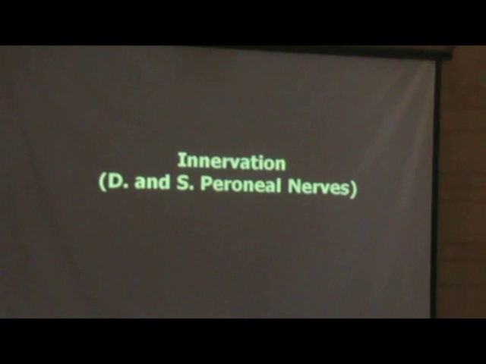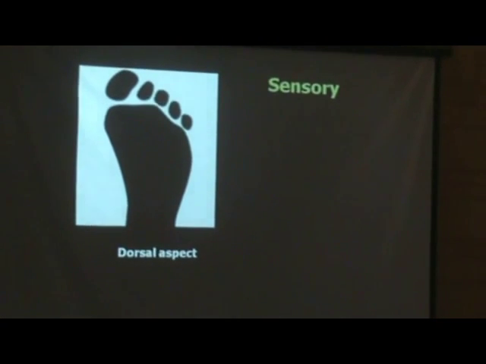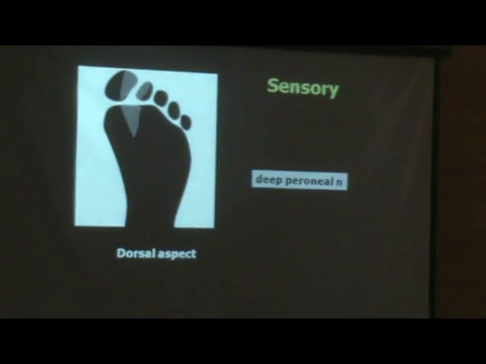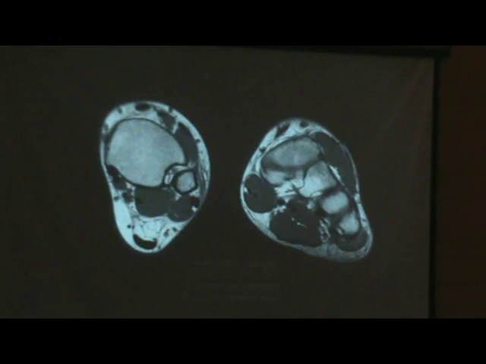So how about the pattern of innervation? This is the dorsal aspect of the foot now, not the plantar aspect as I told you before. So the deep peroneal nerve is covering that area, highlighted in blue. And basically all the rest is covered by the sensory innervation of the superficial peroneal nerve.